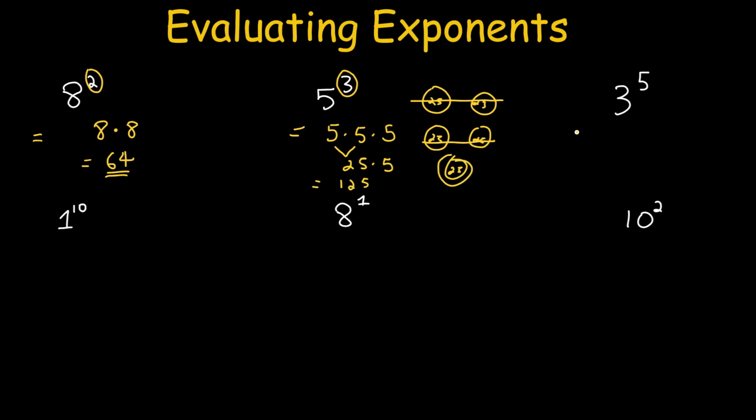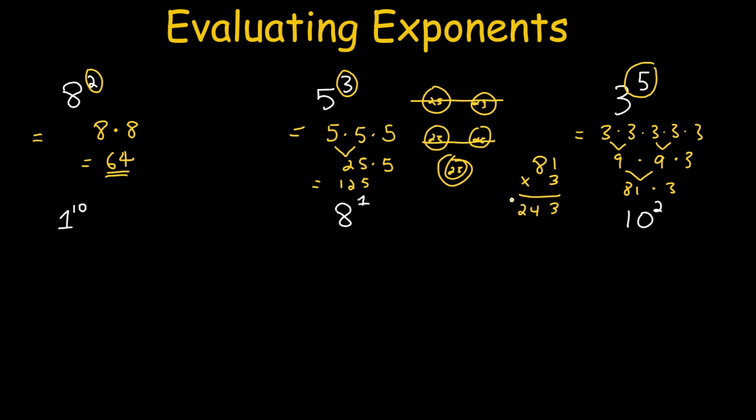The next problem, how many times are we multiplying 3 by itself? 5 times, so that will be 1, 2, 3, 4, and 5. So 3 times 3 is 9. 3 times 3 is 9, and times 3. 9 times 9 is 81, and 81 times 3, well, we can quickly solve it this way. 3 times 1 is 3, and 3 times 8 is 24. So this is our final answer, 243.